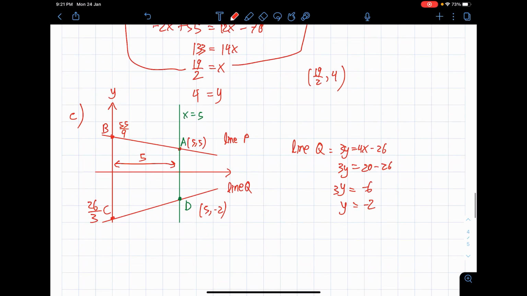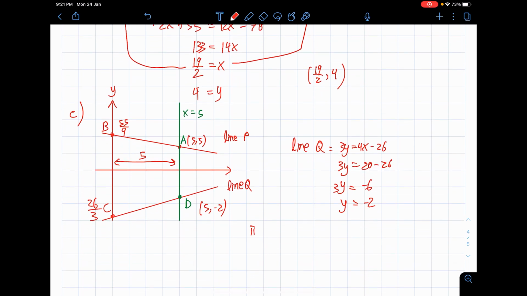Okay, so to find the area of the trapezium, I need to sum the two parallel lines, the line AD, 7 units, plus the line BC. Horrible. I need to find the line BC first. It's just, this one is negative 55/9 plus 26/3. Press calculator, I got this. Okay, anyways, that's the other length.